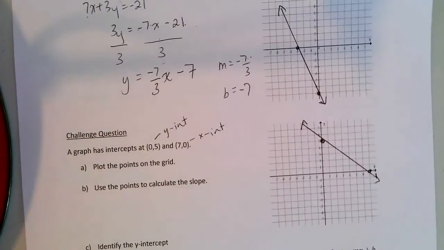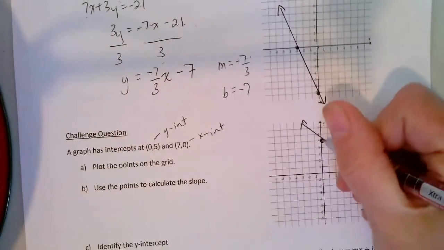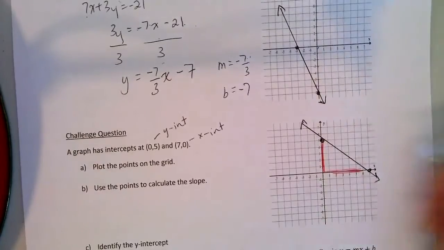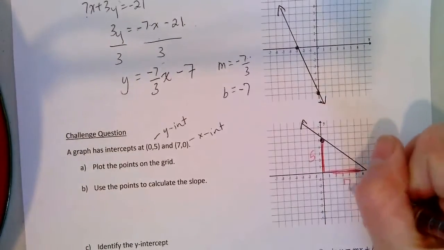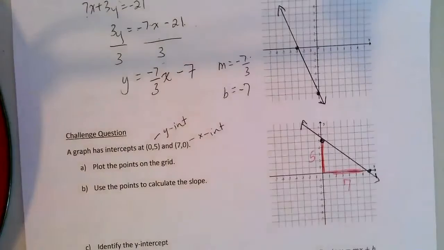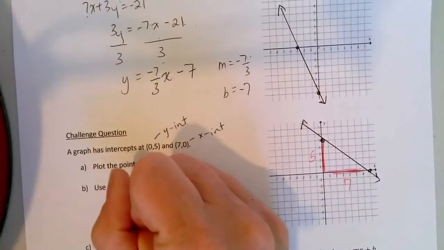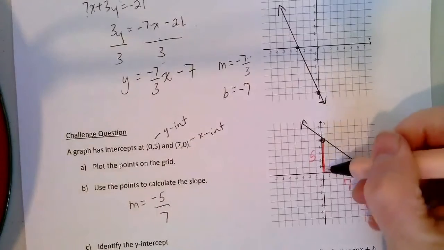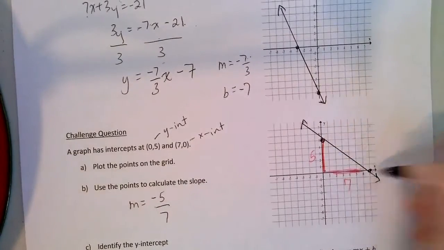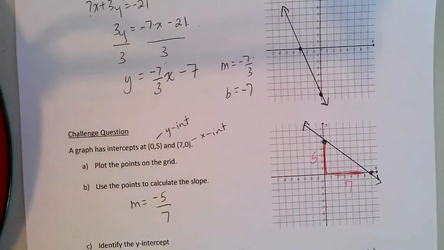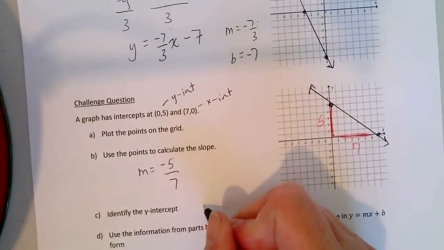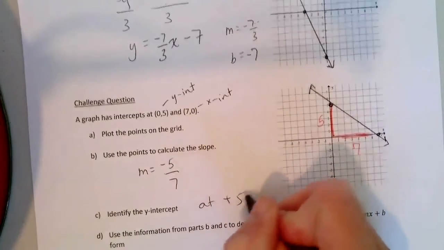So from our graph, I had to go down and I had to go forward. So you went down 5 and forward 7. So that means our slope is down 5. I went down 5, so I have a negative rise, and I went forward 7. So my slope is negative 5 over 7. And I got that right from my graph. The y-intercept is at positive 5.